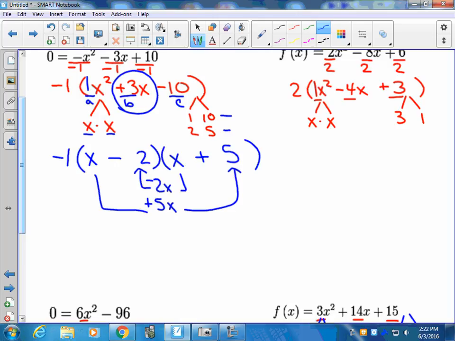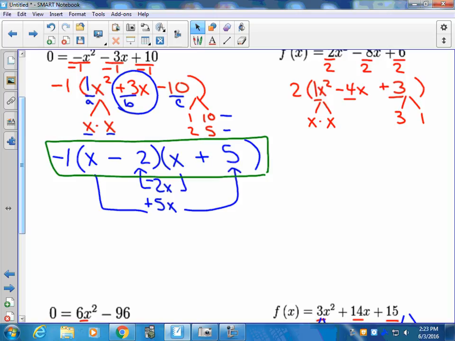So now I know that I've got my minus 2 and my plus 5 gives me my middle term. x times x gives me my x squared. And negative 2 times positive 5 gives me the negative 10. So this factoring is now finished. Looking at our next problem over here.